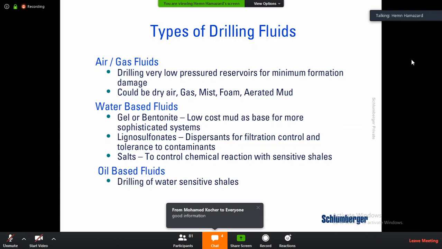And also for filtration control, like I said, for example, the filter cake can be created only by the water-based mud. It cannot be created by air or gas. So this is another function of water-based mud. You can create a filter cake, and that layer doesn't let the damaging material go into the reservoir. And also, this is what we are doing, salts.